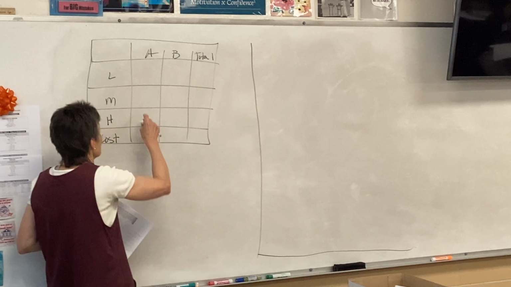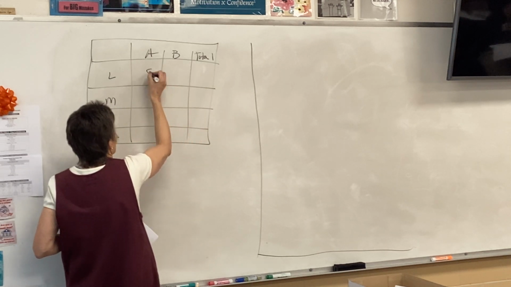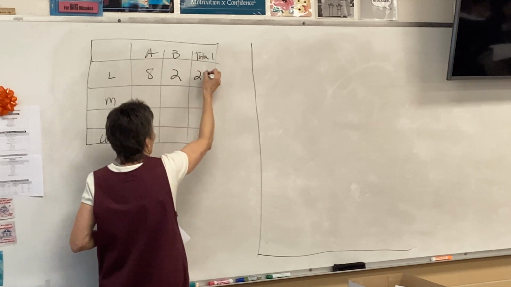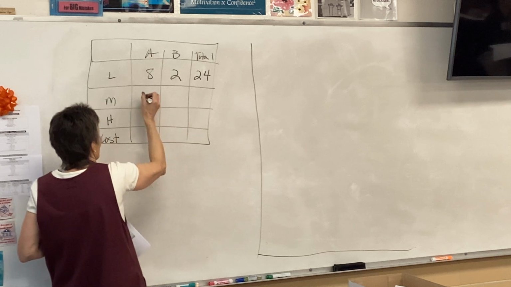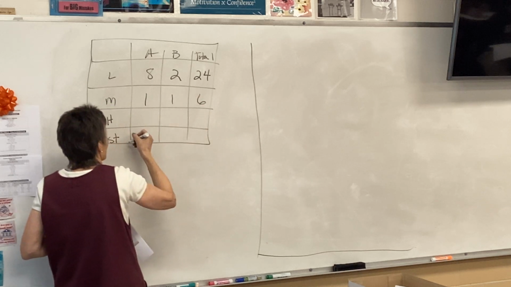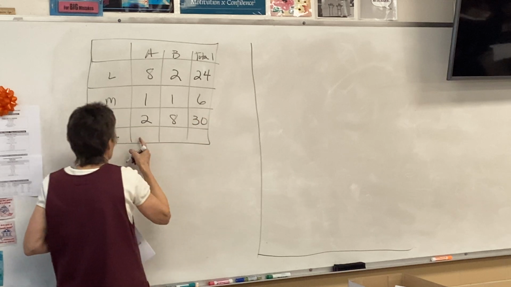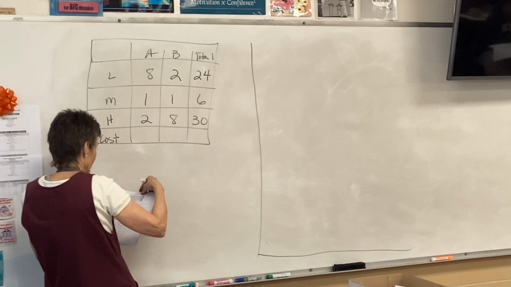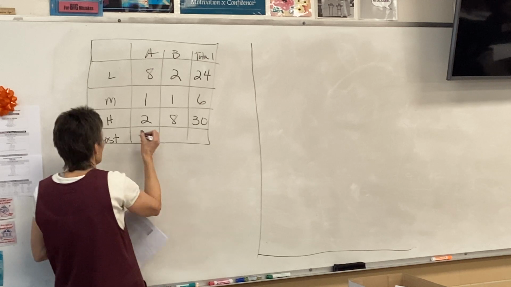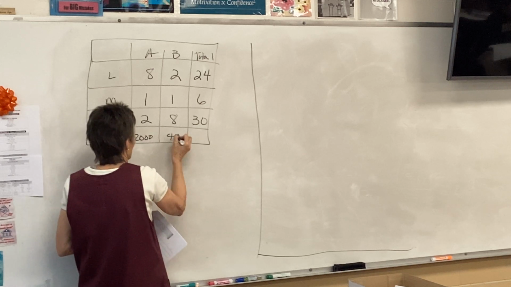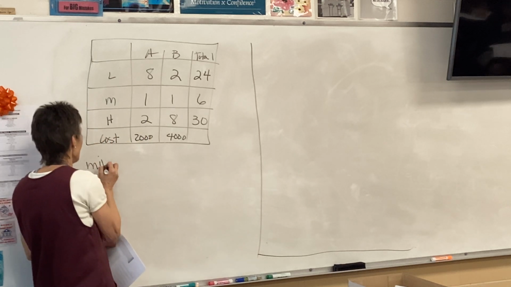All right, tell me what you wrote here. What did you write in this top line? 8, 2, and 24? What did you write in the middle line? 6, 2, 8, 30. And what was the cost? 2,000 and 4,000? And we are minimizing cost again.